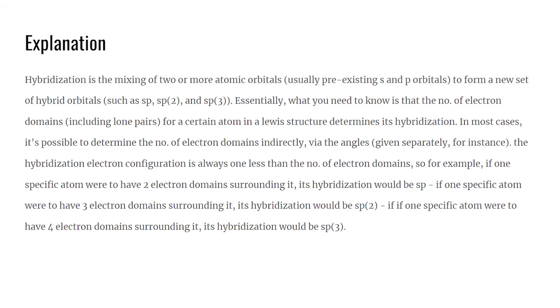In most cases, it's possible to determine the number of electron domains indirectly via the angles, which could be given separately, or you could also obtain it from the molecular/electron geometry. The hybridization is always one less than the number of electron domains. For example, if one specific atom has two electron domains surrounding it, its hybridization would be sp. With three electron domains, its hybridization would be sp2. With four electron domains, its hybridization would be sp3.